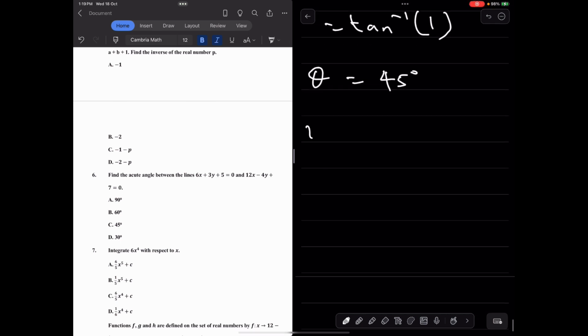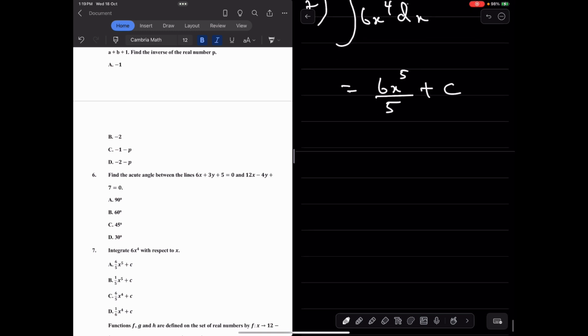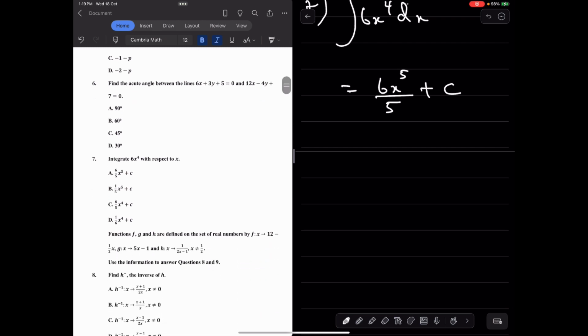We go straight to the next, which is number 7. Integrate 6x raised to power 4 with respect to x. That's going to be equal to 6x raised to power 5 over 5 plus c. And the correct option is A. We go straight to the next, which is number 8.